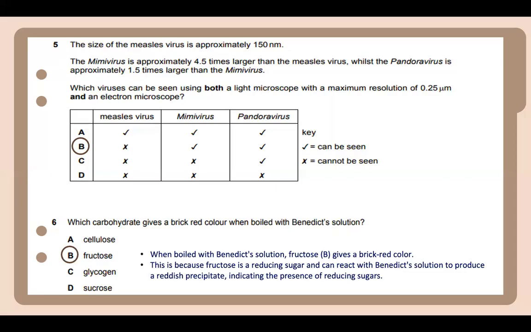Which carbohydrate gives a brick red color when boiled with Benedict's solution? When boiled with Benedict's solution, fructose gives a brick red color. This is because fructose is a reducing sugar and can react with Benedict's solution to produce a reddish precipitate, which indicates the presence of reducing sugars.